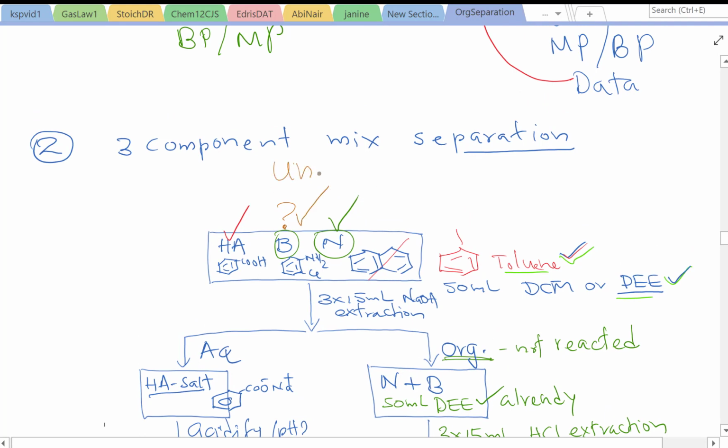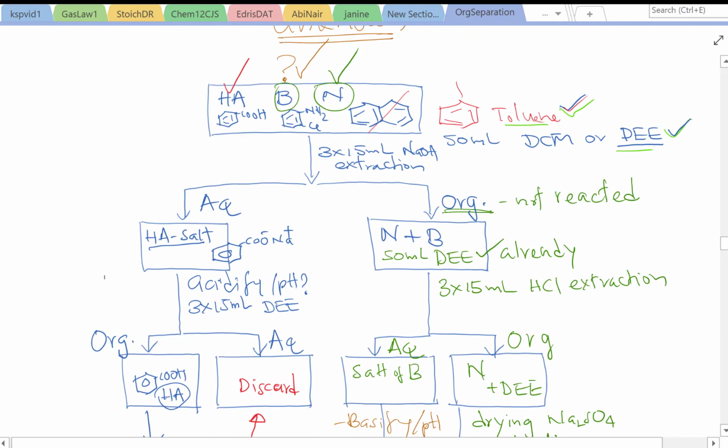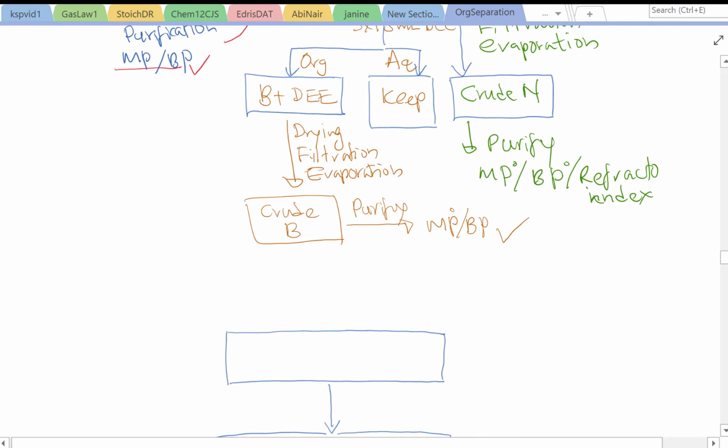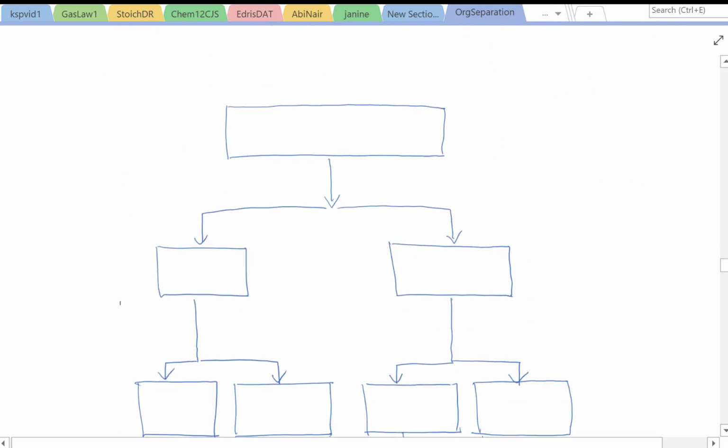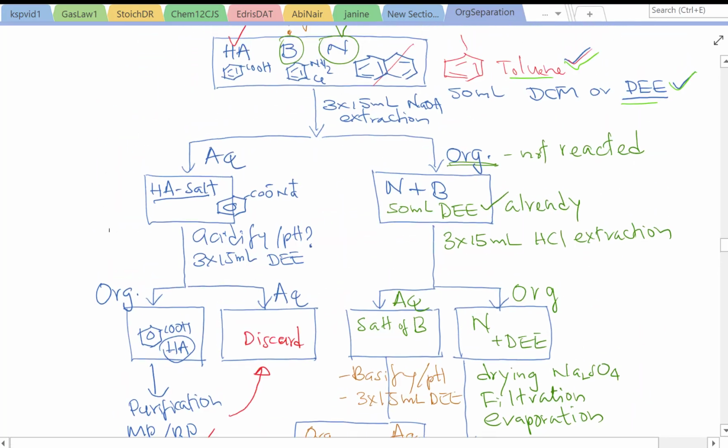So this one is actually an unknown. You cannot do a previous pH test and figure out what procedure to go with. You are kind of going blindly through the procedure, right? So that's about the 3 components. So you can say, oh, it's a 4 component mixture, right?